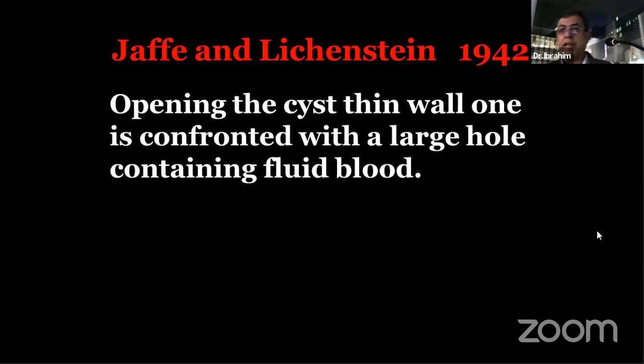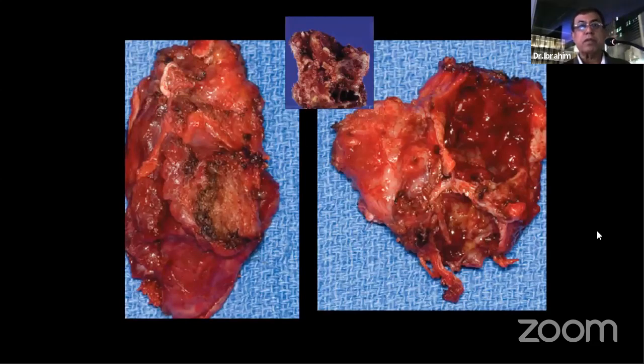Jaffe and Lichtenstein, 1942, first described this. And what did they say? Opening this cyst, thin wall, one is confronted with a large hole containing fluid blood. So it is a large hole in the bone with blood in it. It's not a cyst. This is the description from 1942. So you're talking about a tumor. And these are the specimens that you get.